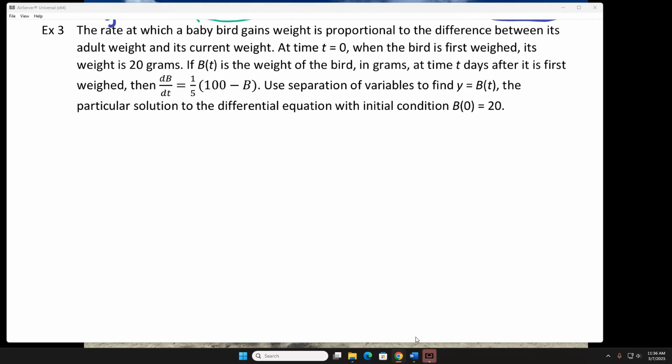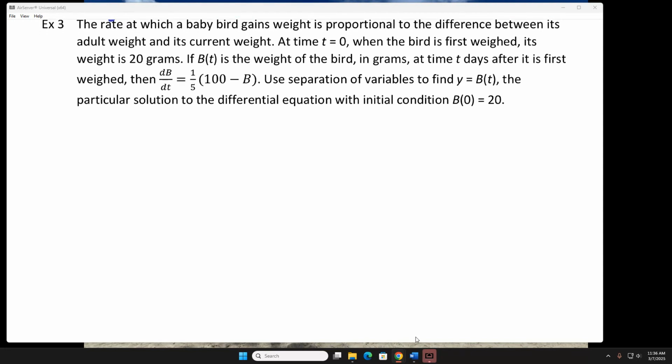We're going to use the separation of variables to find y, which is b of t, the particular solution to the differential equation with this initial condition. Okay, so the first thing we're going to do is separate the variables. So I'm going to get my b's on the left side and my t's on the right side. And I'm going to leave 1/5 where it is.